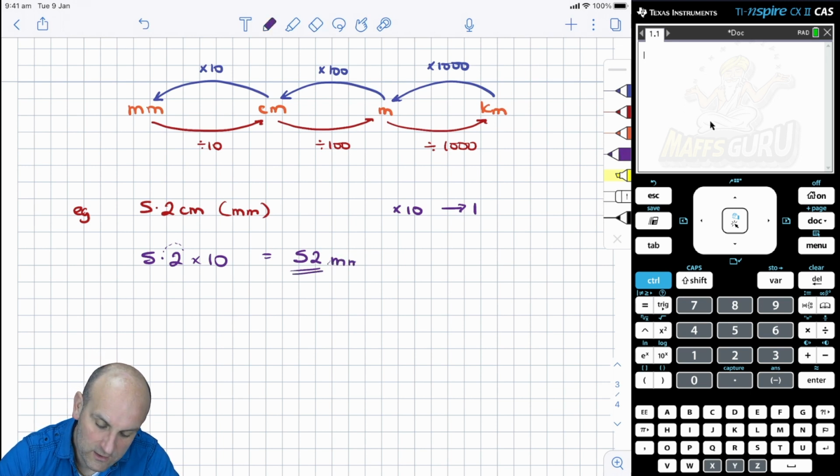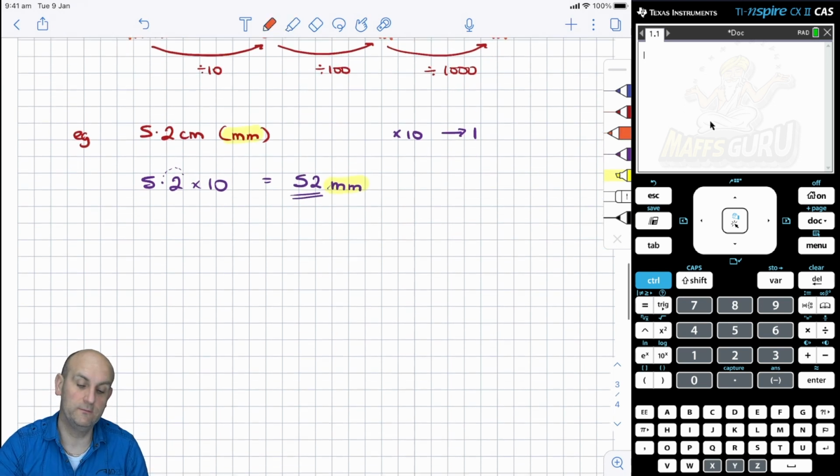And don't forget your units. They gave you that they wanted it in millimeters in the question. So you must make sure you do millimeters here.